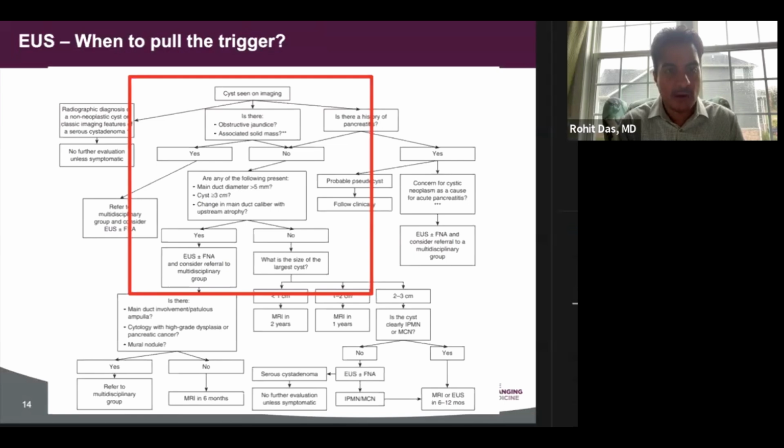And as you can see, when a cyst is seen on imaging, assuming there's no evidence of obstructive jaundice or biliary obstruction, and assuming there's no associated solid mass, and both of these would represent higher risk pathology even before an EUS, they recommend that an EUS be performed if one of 3 criteria are fulfilled: main duct diameter of greater than 5 millimeters, a cyst greater than 3 centimeters in size, or associated main duct caliber increase with gland atrophy. And that third criteria basically refers to imaging stigmata that are really concerning for a solid lesion. So if you fulfill one of those 3 criteria, based on this algorithm, the American College of Gastroenterology recommends that an EUS be performed.